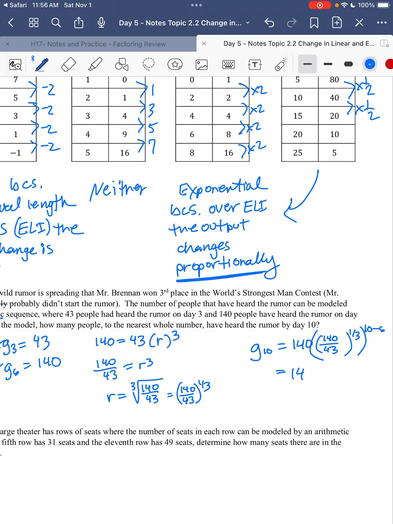So into my calculator, or Desmos, I'll put 140 times 140 over 43 to the 4/3. So that's going to be how many people have heard it on day 10. Okay, so you type that in there, and it turns out to 675.6. And so basically 675 people. Okay, so 675 people, because you round down to the person, because the 676th person hasn't heard it yet.